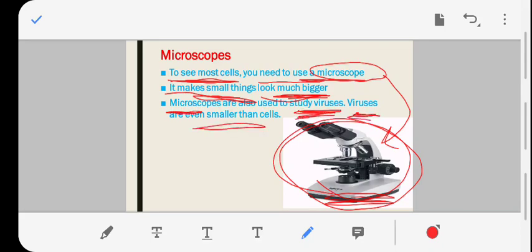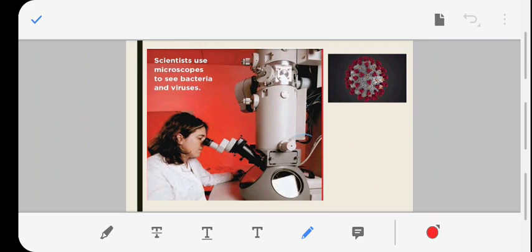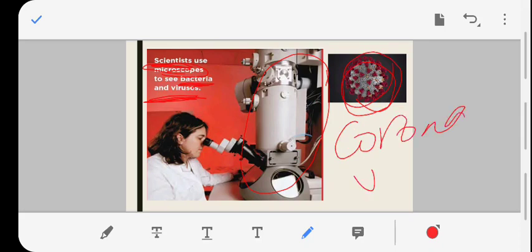Viruses are even smaller than cells. Okay? Scientists use microscopes to see bacteria and viruses. This is the shape of coronavirus. Everyone now knows the shape of coronavirus, and we all know coronavirus.